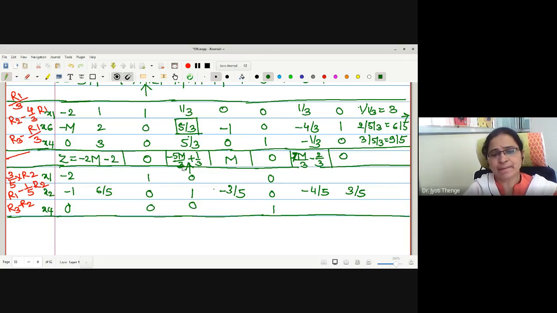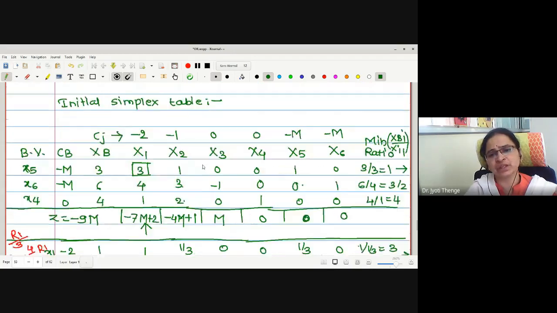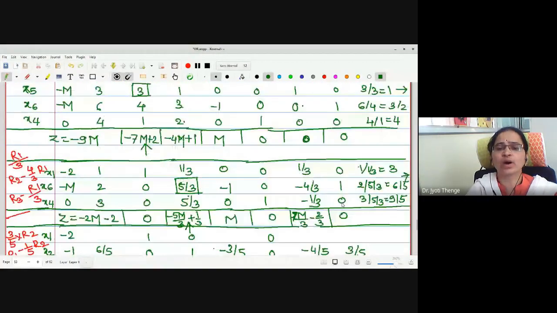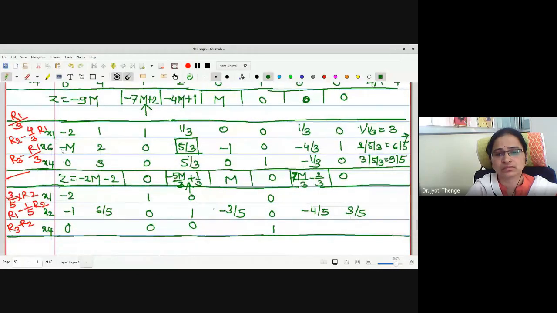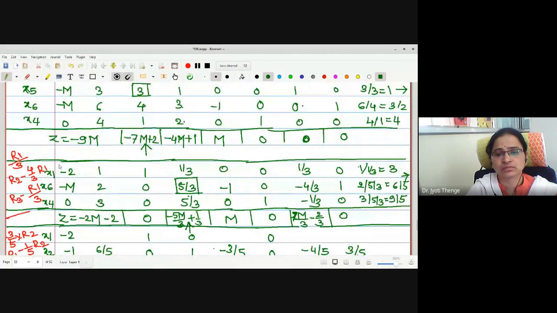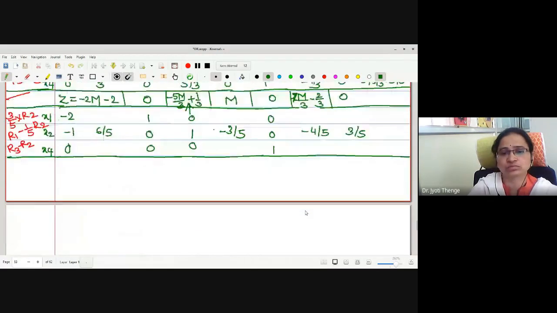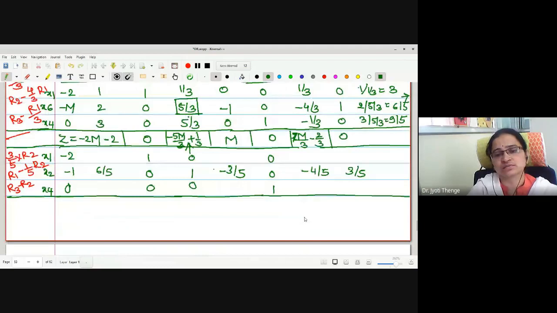Okay, in some books, one more trick is given: whenever an artificial variable leaves the basis, you can drop its column entries. That is, here x5 leaves, therefore one can drop these column entries also. So let us follow this. We will drop both the column entries. In some books, all the calculations are done. Okay, as we have done here, let it be. We will do it in the next exam.